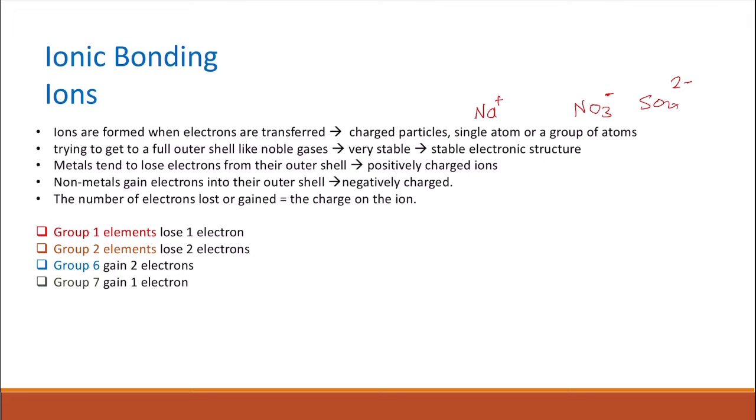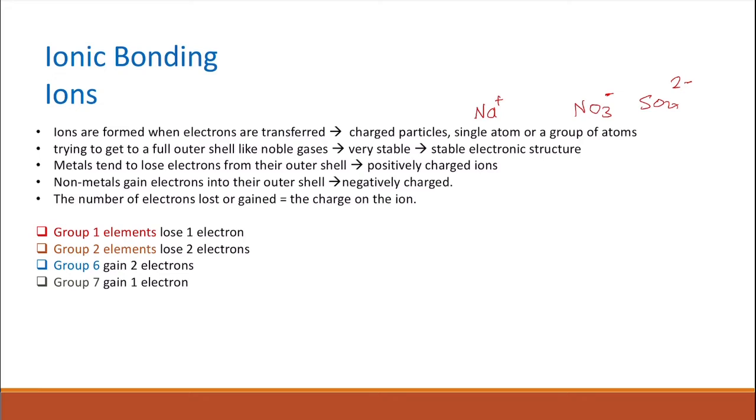So when atoms lose or gain electrons, they form ions. They are trying to get to the full outer shell, similar to the noble gases. Atoms with full outer shells are actually more stable, and the electronic structure of the ions is called the stable electronic structure. So in order to reach this stability, atoms can either gain or lose electrons.